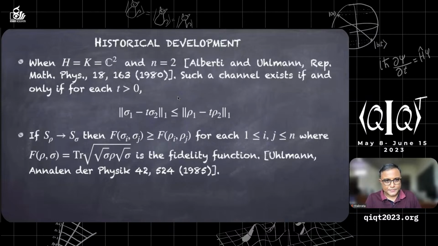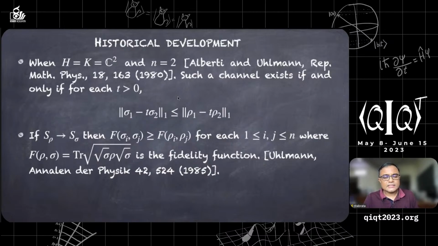Okay. Now, let me come back to the original problem slightly for the classical statistics. So if you consider two probability distributions, P1 and P2, and two other probability distributions, Q1 and Q2, and you ask the classical system: is there a stochastic map which takes P1 to Q1 and P2 to Q2?